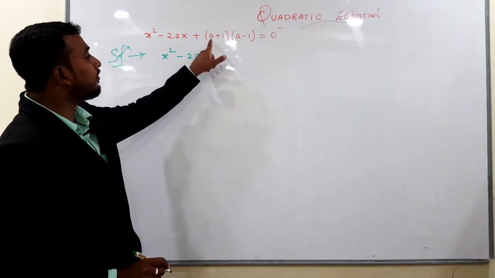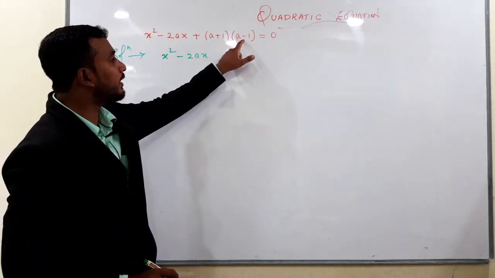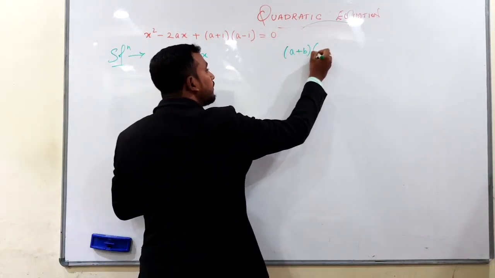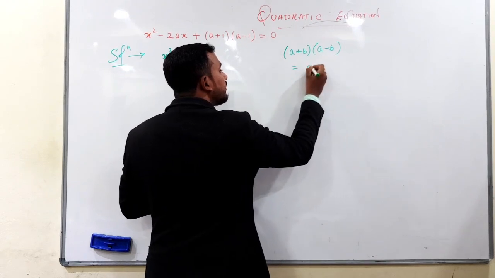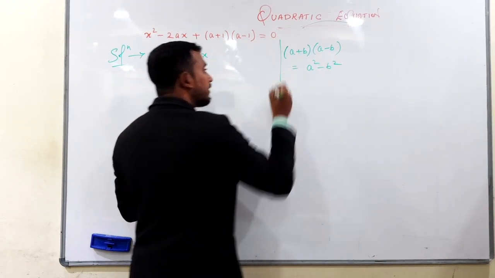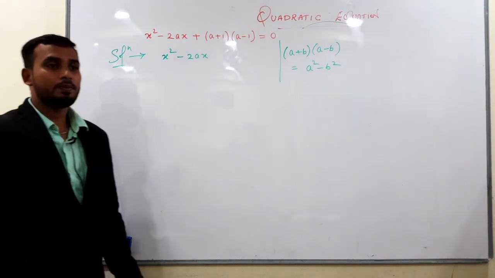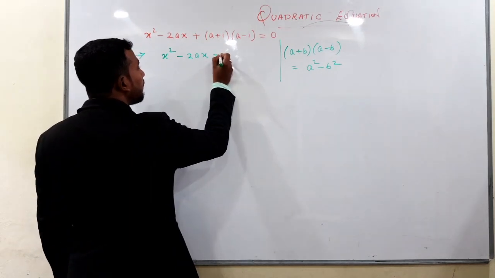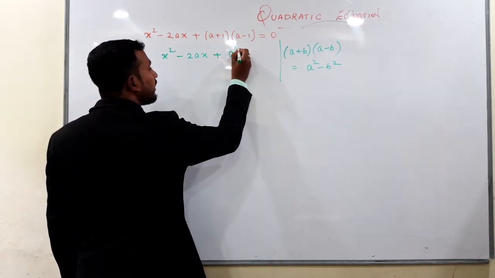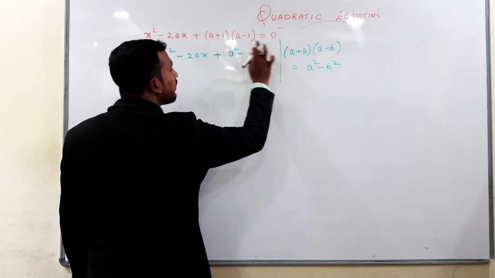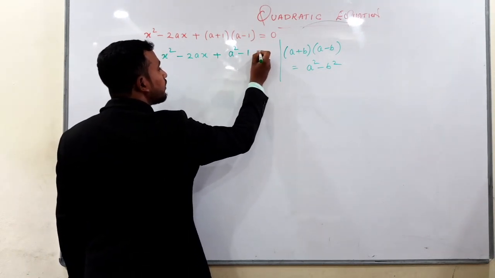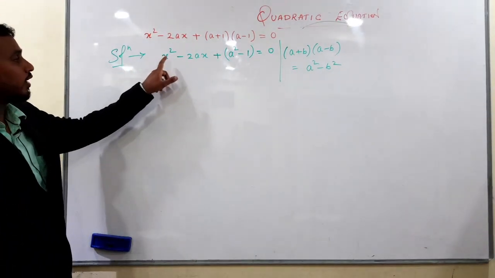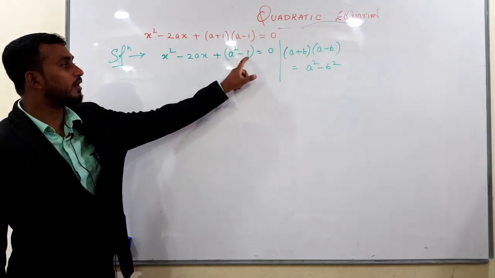Now we can see it's in the form of (a + b)(a - b). We know that (a + b)(a - b) is nothing but a² - b². This is the identity we have. So here plus a means a only, a² - b², b means what here? 1, 1² is 1. This complete term is one term. Understood? x² - 2ax + (a² - 1) = 0.